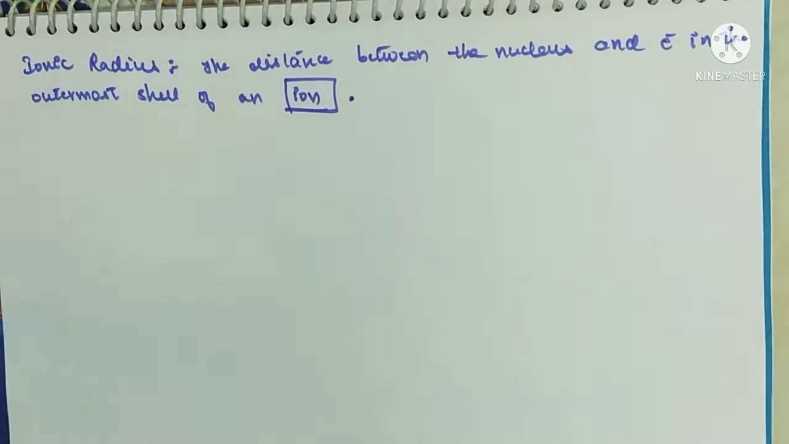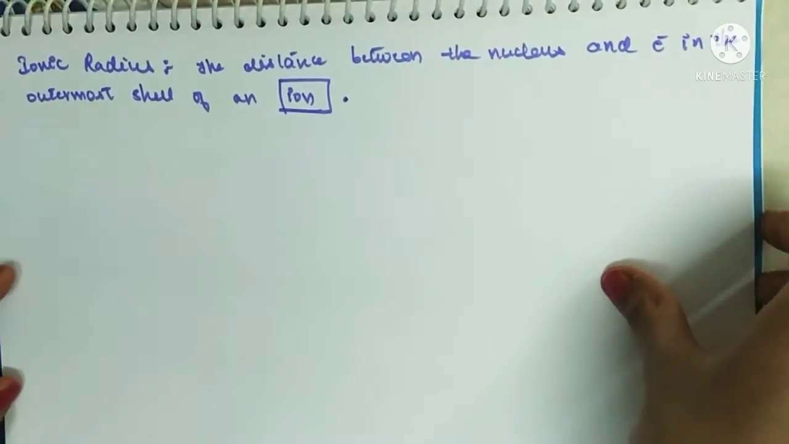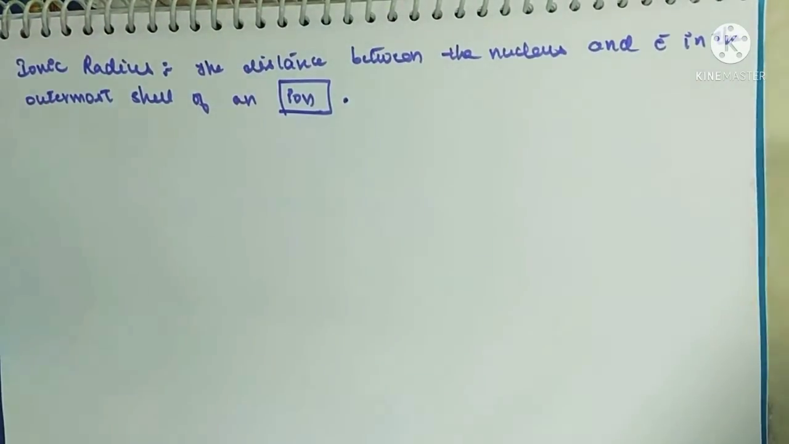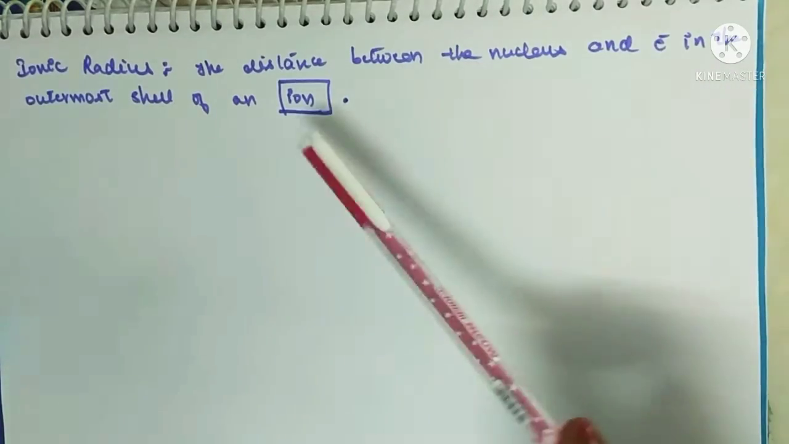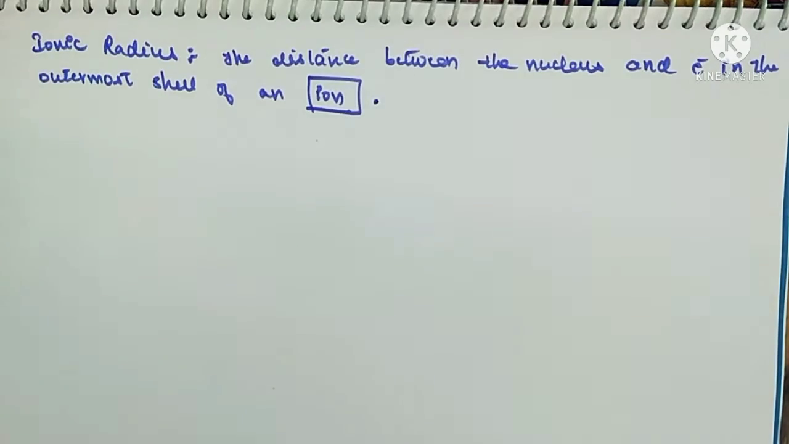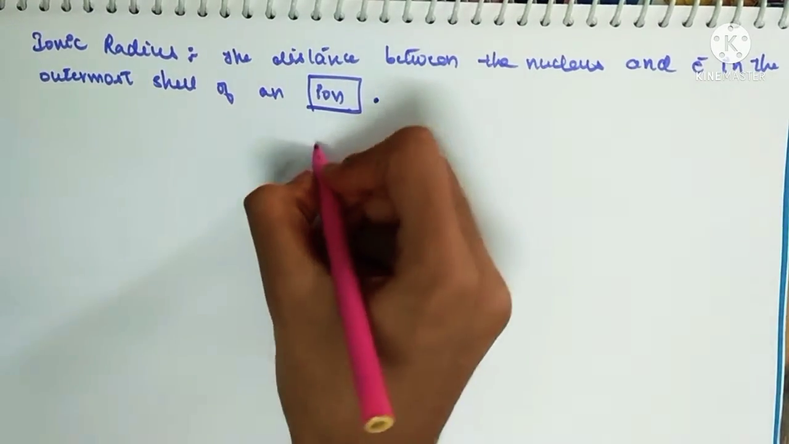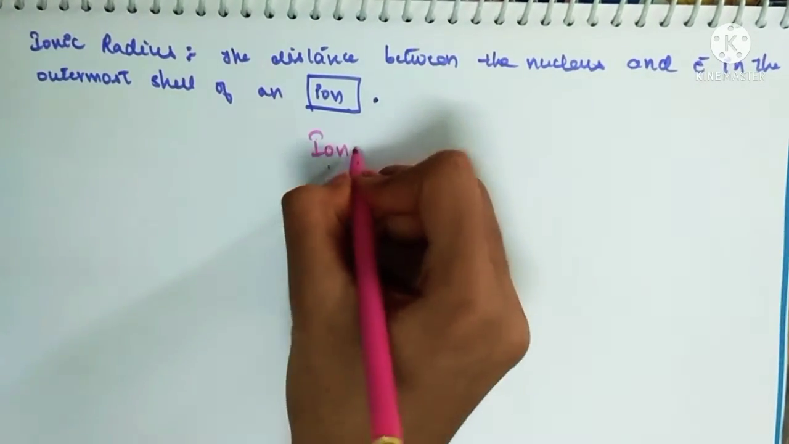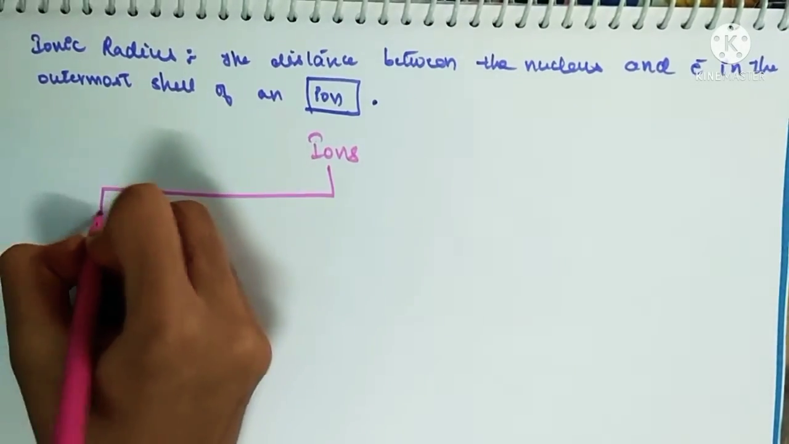So actually the difference between the ionic radius and the atomic radius is, atomic radius is the distance between the nucleus and the electron in the outermost shell of a neutral atom. But here in the ionic radius, we'll measure the distance between the nucleus and the electron in the outermost shell of an ion. This ion word is very important. So we know that ions are of two types, that is cation and anion.